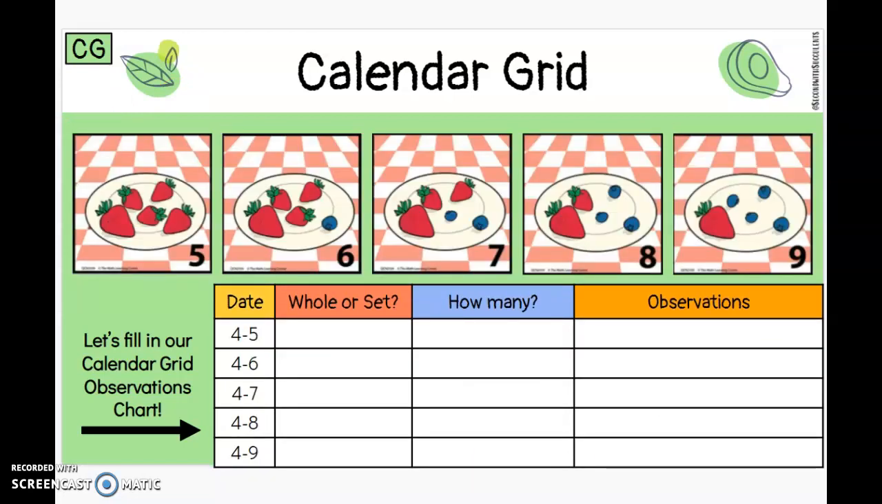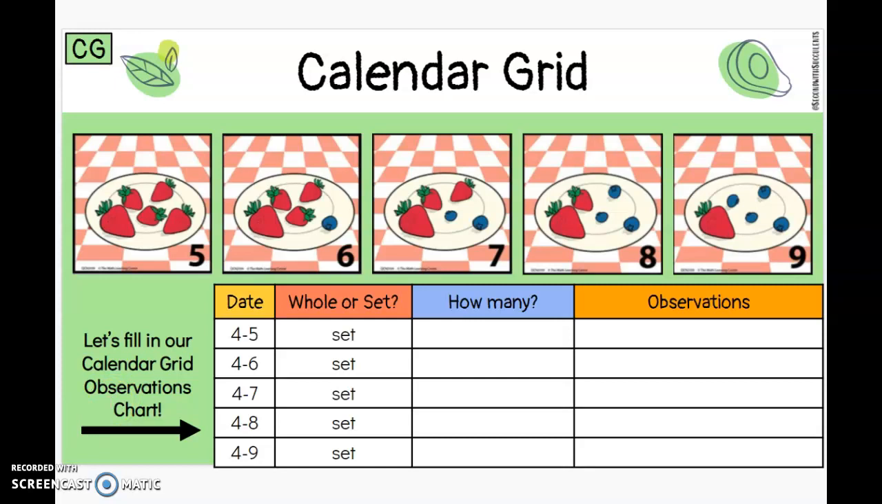When we look at these calendar markers here, are we seeing 1 whole big piece of fruit that we're breaking into little pieces? Thumbs up or thumbs down. I should see a lot of thumbs down. We're not seeing 1 big piece of fruit. We're seeing 5 pieces of fruit on each calendar marker. We have a set of 5 pieces of fruit. That's why we call it a set instead of a whole.